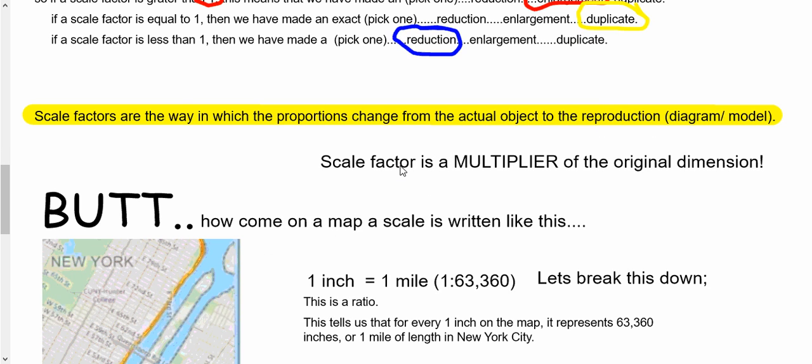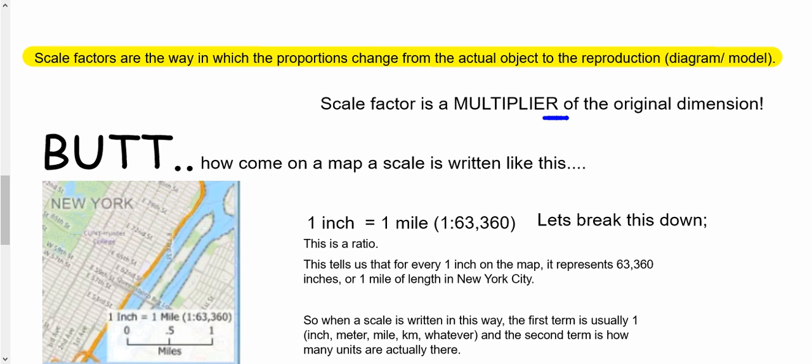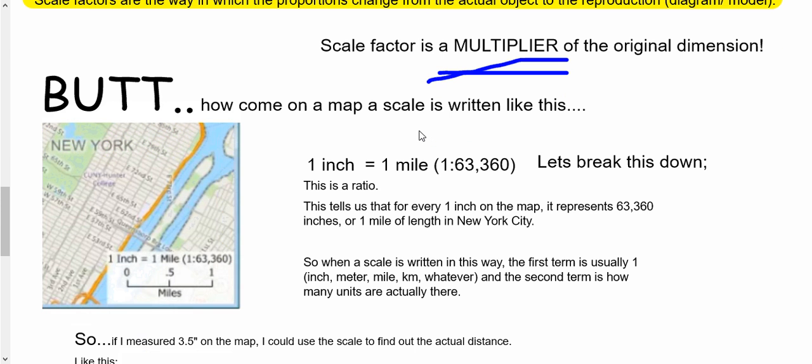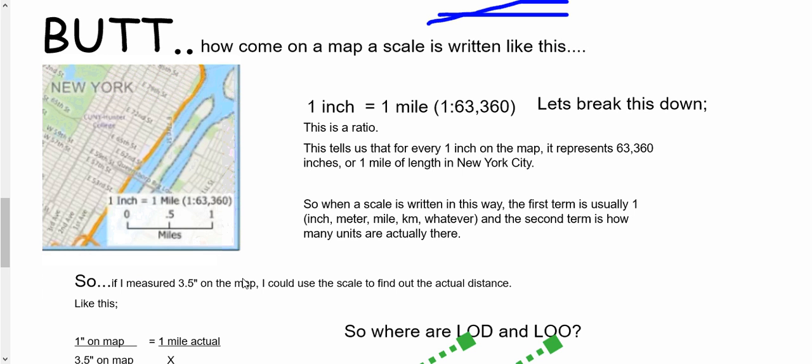Scale factors are the way in which the proportions change from the actual object to the reproduction. So scale factor is a multiplier of the original dimension. How come on a map a scale is written like this? Like here for New York City. It says 1 inch is equal to 1 mile, 1 to 63,360, and then this little scale thing at the bottom.